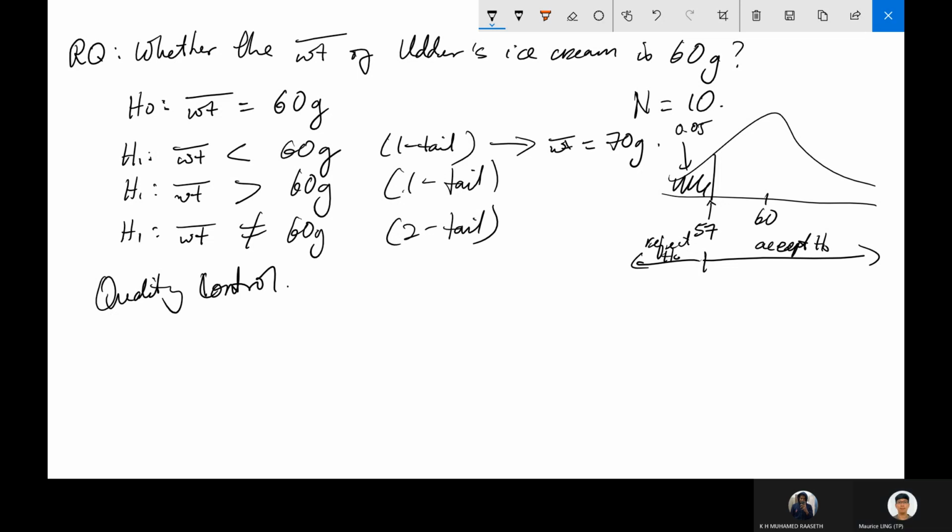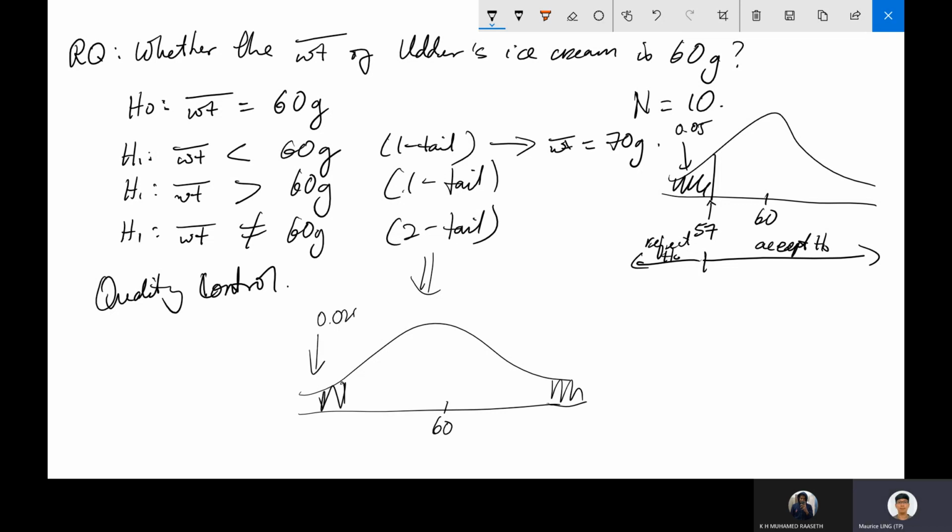All right. For a two-tail test, it is the reverse. Let's say this is 60 grams, but for the two-tail test, each tail is 0.025. So here maybe 56 grams, here maybe 64 grams. Only when the average weight is between 56 and 64 grams do you accept the null hypothesis. Otherwise, you reject the null hypothesis. So that is the concept, essentially.